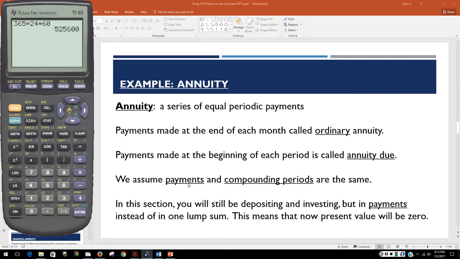We assume that payments and compounding periods are the same. We said that several times. Payments per year, compounding periods per year have to be the same. In this section, you're still going to be depositing and investing, but in payments, not a lump sum. So that means that now the present value is always going to be 0 because we don't make a lump sum.